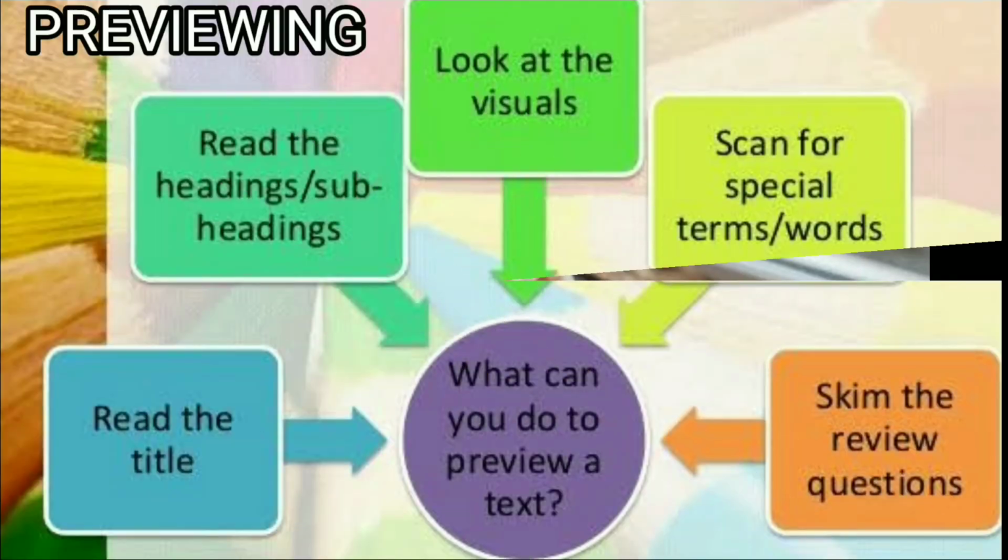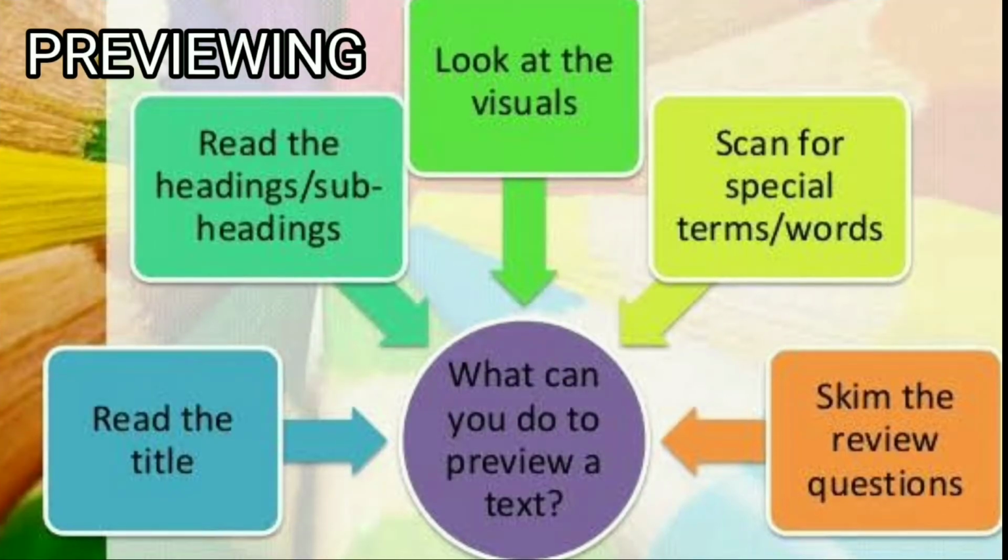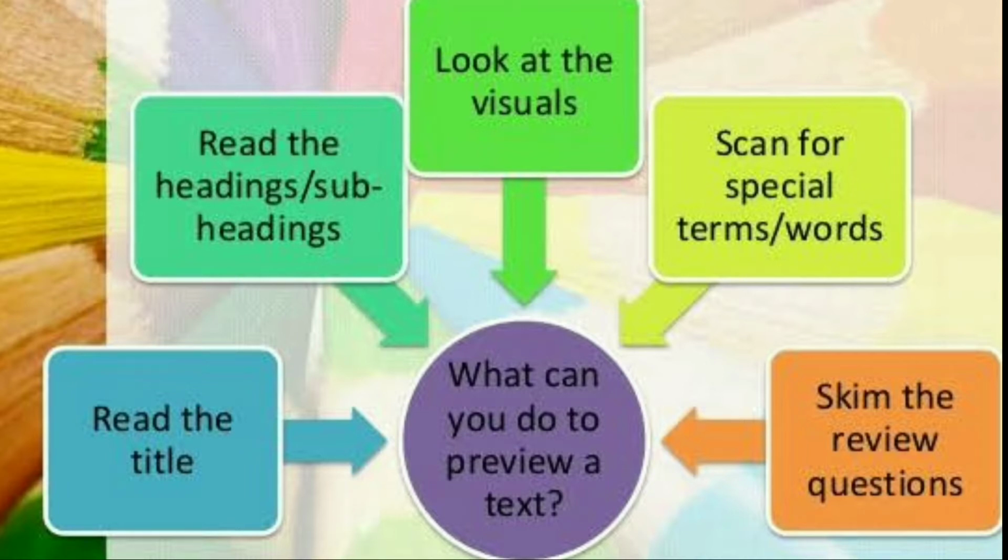First one, previewing. One important way to preview a piece of writing is to read the first sentence of each paragraph. This is because the conversational style used in English requires the writer to use the first sentence of a paragraph to summarize the entire paragraph.